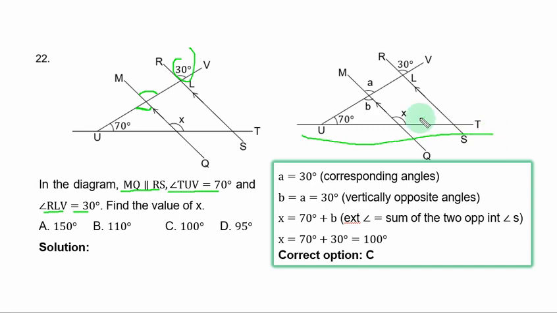Now A is equal to 30 degrees, corresponding angles. B is equal to A, equal to 30 degrees, vertically opposite angles. Now S is equal to 70 degrees plus B. This is the reason. And S is equal to 70 degrees plus 30 degrees, and that is 100 degrees. C is the correct option.